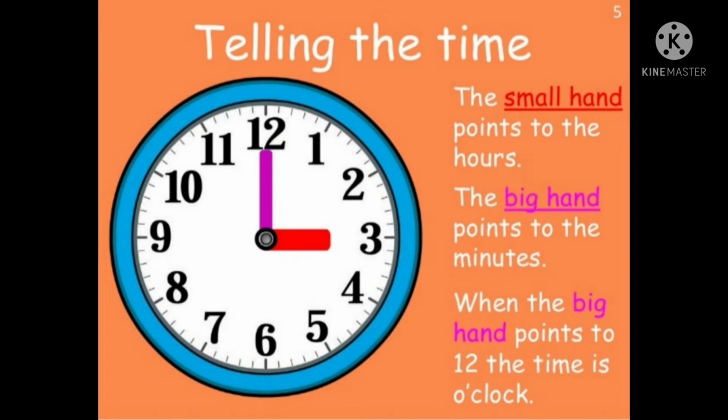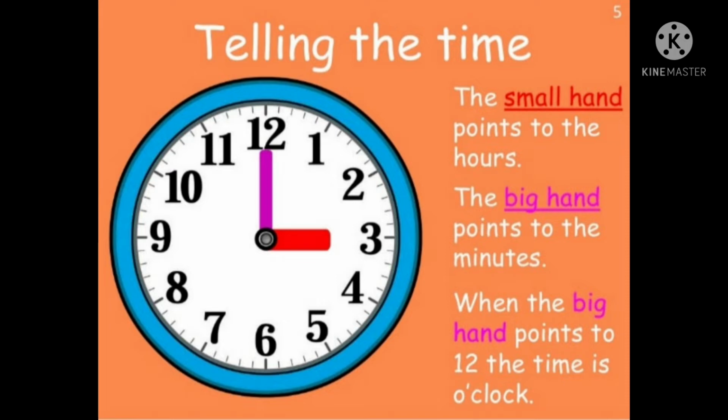There are two hands in a clock. One hand is the small hand and the other hand is the long hand or big hand. One is the small hand and the other one is the big hand.